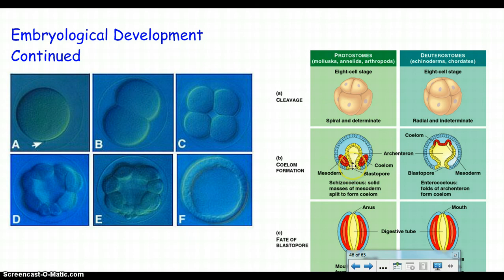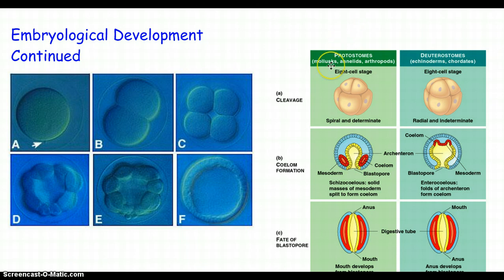If that blastopore becomes the mouth of the organism, then you are a protostome. If that little hole there becomes the anus and then your mouth develops second, then you're a deuterostome. So protostome means mouth first, and deuterostome means second mouth. So depending on what develops first for your digestive tract, whether it's your mouth or your anus first, you're either a protostome or deuterostome. We are deuterostomes, so these are the higher order animals, and these are the more primitive animals, they're protostomes.